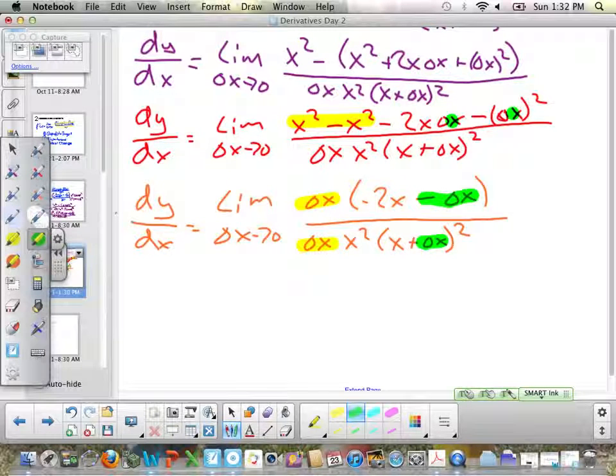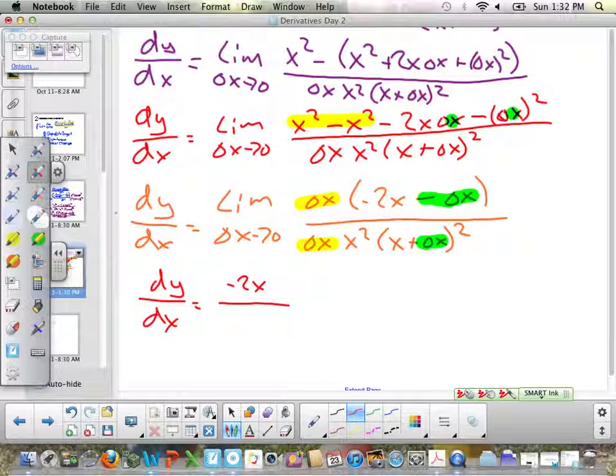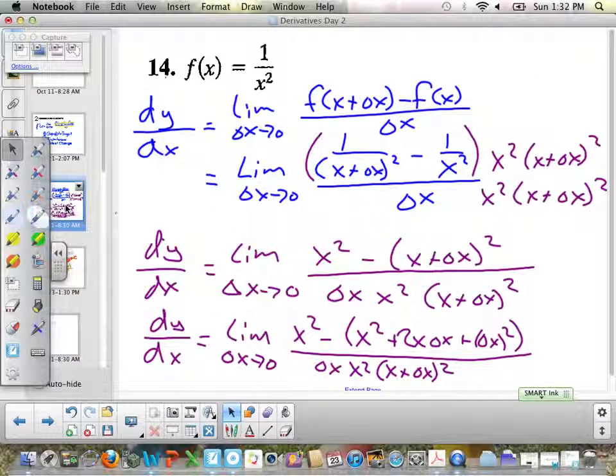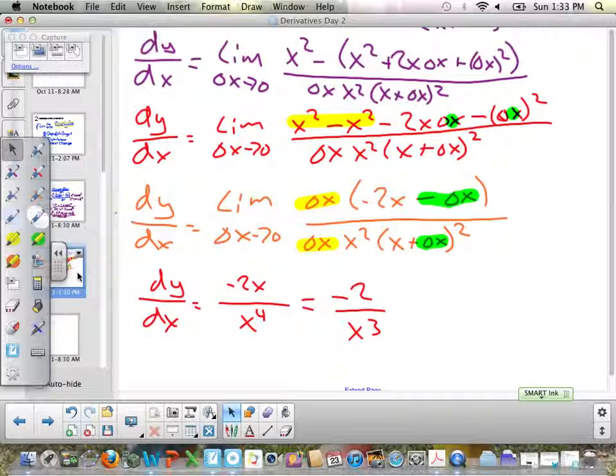So as delta x approaches 0, what we got, dy dx equals negative 2x over x squared times x squared, effectively x to the fourth. Here's a little simplifying we can do: negative 2 over x to the third. So our derivative of 1 over x squared is negative 2 over x cubed.